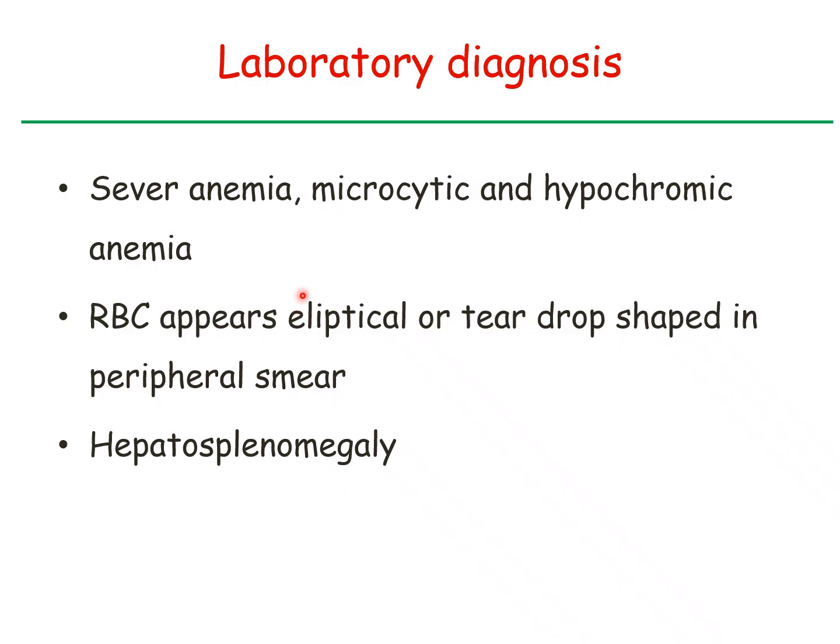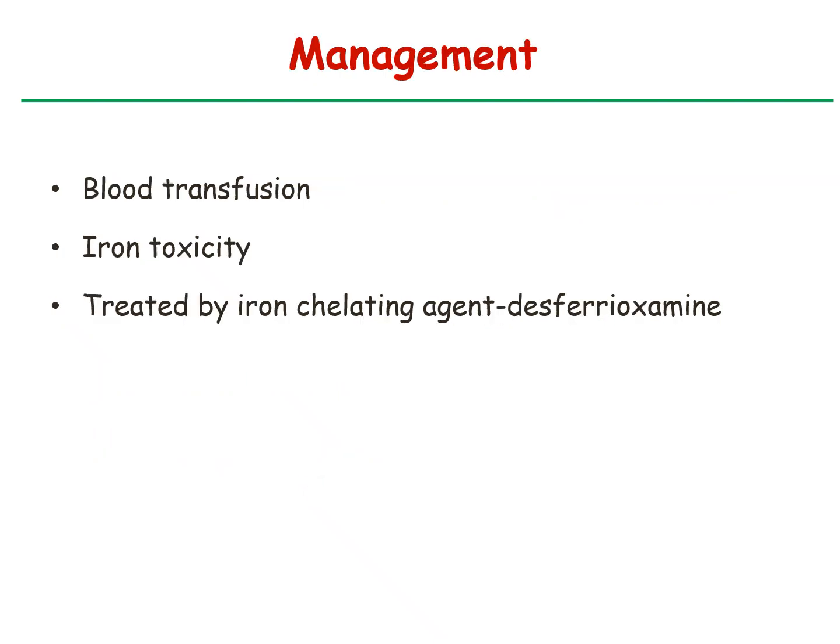Lab diagnosis: severe anemia, microcytic and hypochromic anemia. RBCs appear elliptical or teardrop shaped in the peripheral smear test. Mostly a blood smear test will be taken. And at last hepatosplenomegaly, the liver as well as the spleen will be enlarged. Management: same as blood transfusion, we have to check iron toxicity and treat it with the iron chelating agent, desferoxamine.